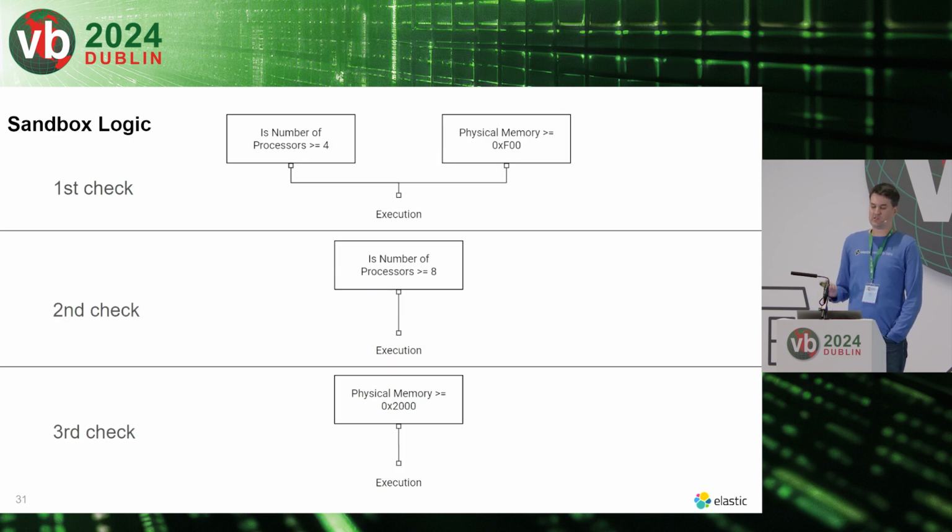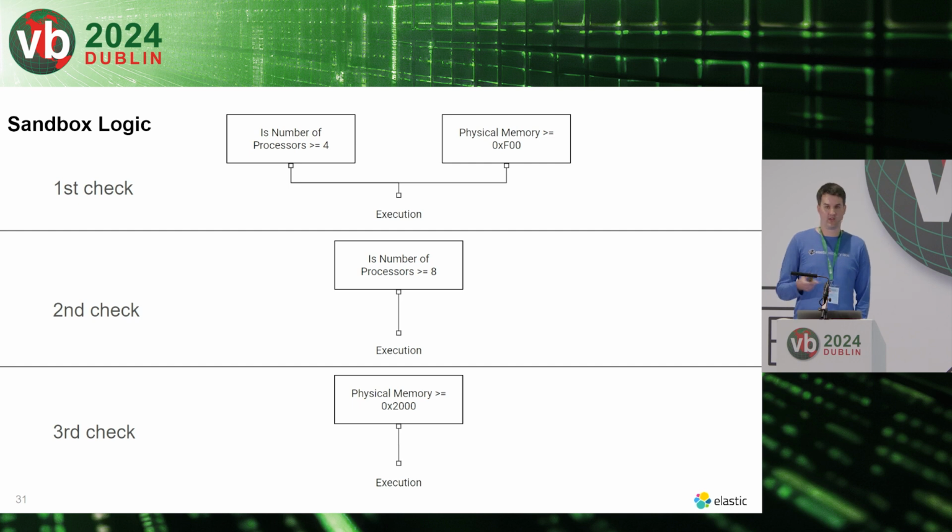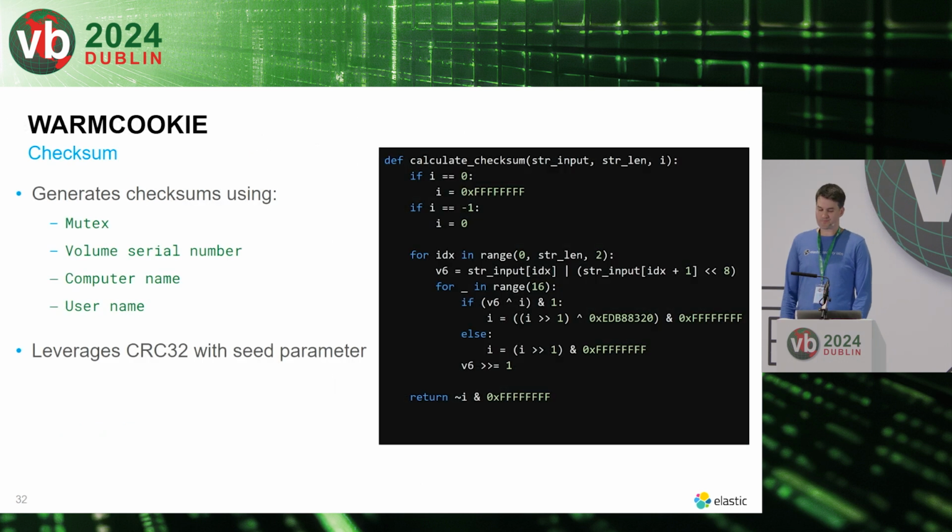So they have a couple of different logical checks that they go through, conditions that have to be met for it to run. Does it have 4 processors, greater than or equal to 4? Does it have 4 gigs of memory? Okay, execute. Does it have 8 processors or more? Execute. 8 gigs of memory? Okay, execute. If not, then it's not going to run. So these are the standard checks to get it to go.